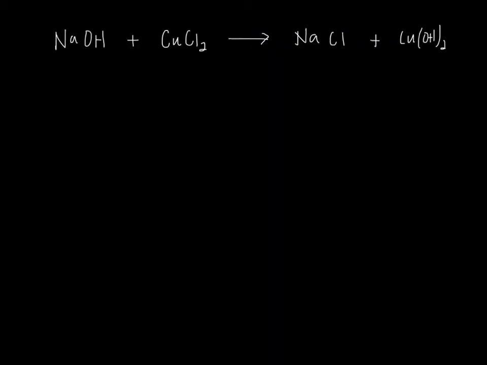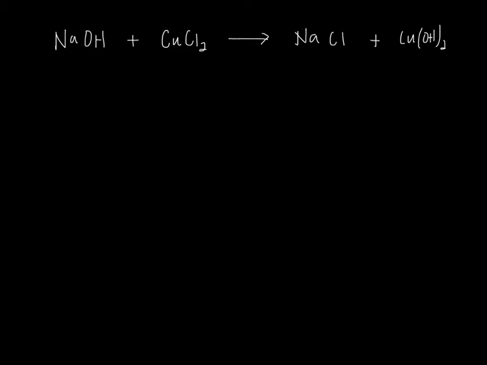So here's an unbalanced reaction, or a skeleton equation, of sodium hydroxide and copper 2 chloride reacting to produce sodium chloride plus copper 2 hydroxide. Now, here's the first trick.